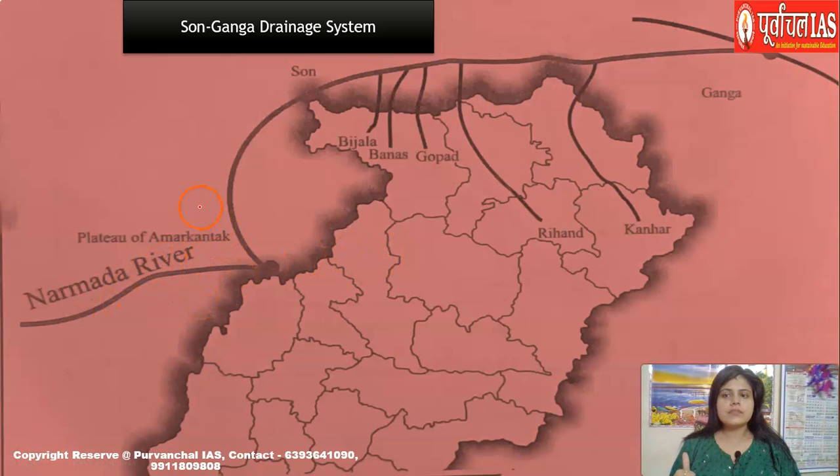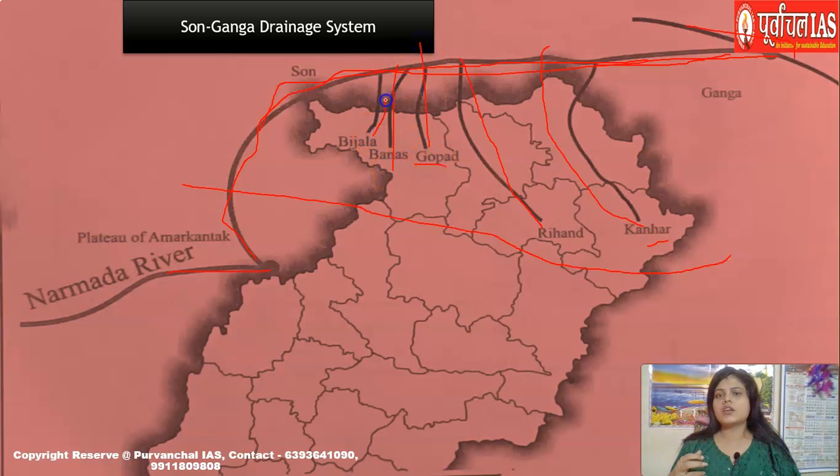You can see this is the upper part of Chhattisgarh, or you can say the northern part of Chhattisgarh. And here we have Ganga river flowing from here, you can see. And then this is Son river coming from Ganga. From here comes the Son river, and then basically it goes to Narmada river. So Narmada system also we will see a little later. And we have the tributaries of Son basically flowing from Chhattisgarh. We have Kanhar from Jashpur, Rihand from Sarguja, Gopad, Korea, Banas river from Korea, and Bijala also from Korea.